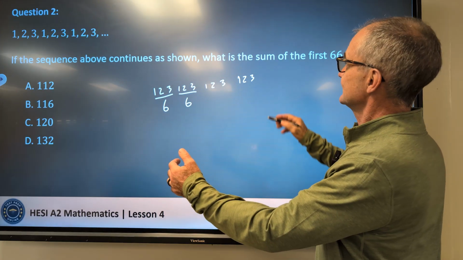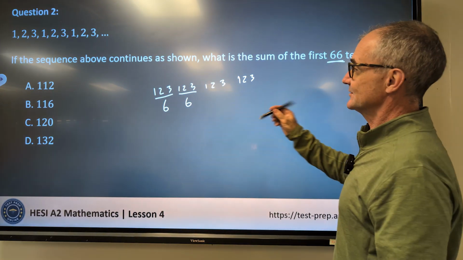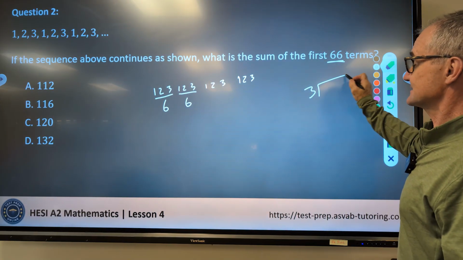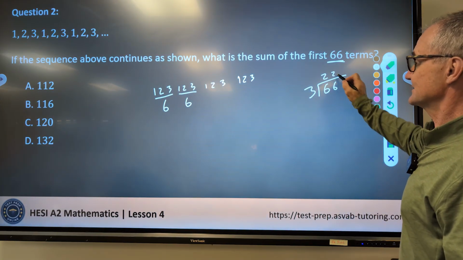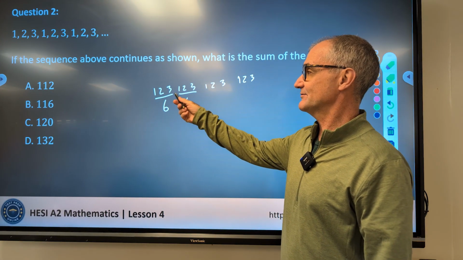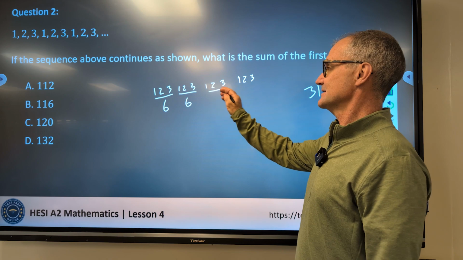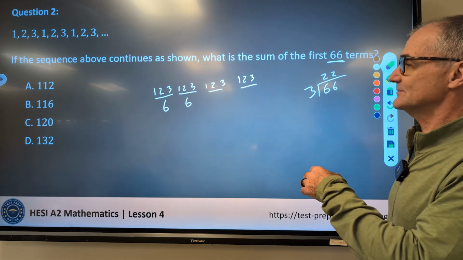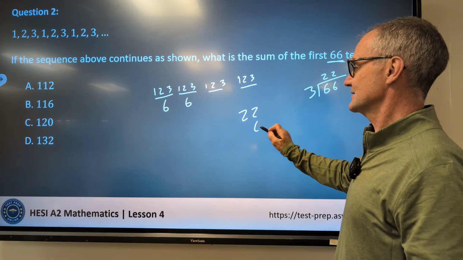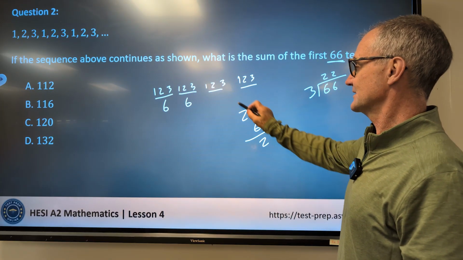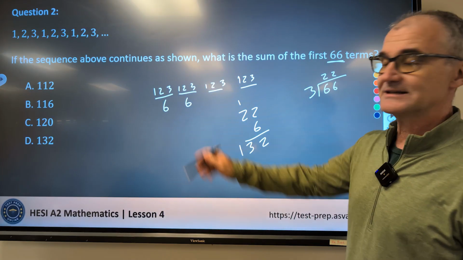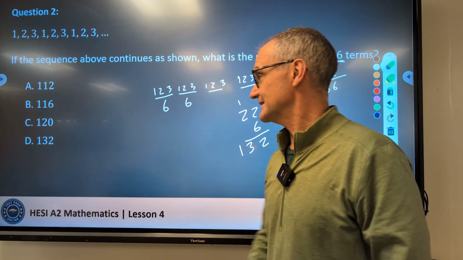Well, in 66 terms, I have groups of 3, so I'm going to do 66 divided by 3 to get 22. So I have 22 of these groups of 3, right? So that's saying I have 22 that add up to 6, or 22 times 6, which will be 12. Carry the 1, 13, 132. Correct answer, answer D right there.